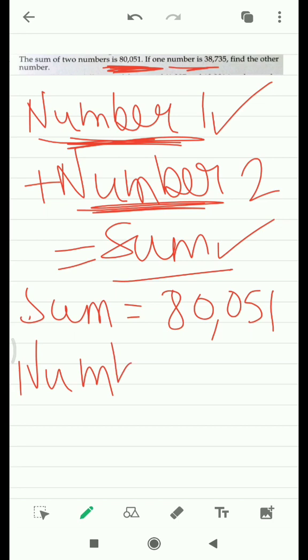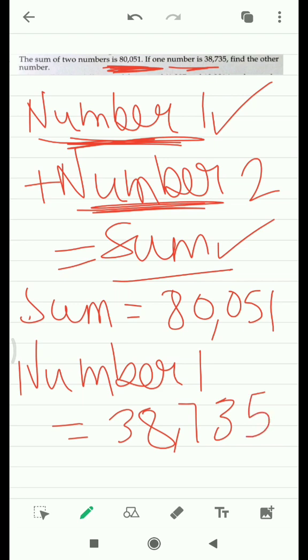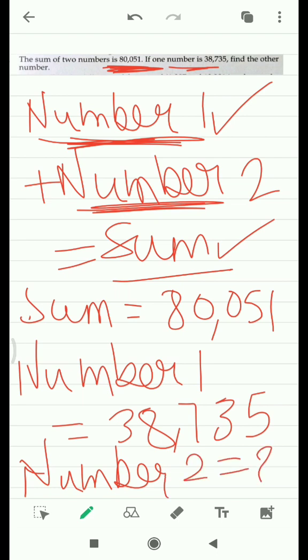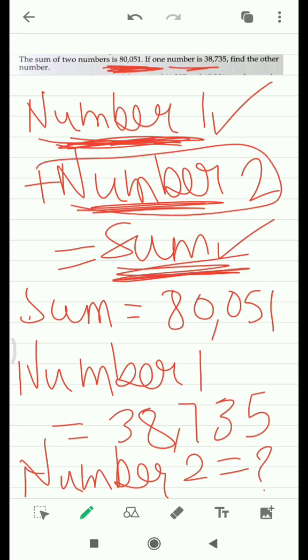Number 1 is 38,735. Now what do we have to find? Find the other number. That is, we are supposed to find number 2, the second number. Since we are given the sum and number 1, we have to find number 2. So what do you think? Number 2 will be smaller than the sum or greater than the sum? Obviously, that will be smaller than the sum.